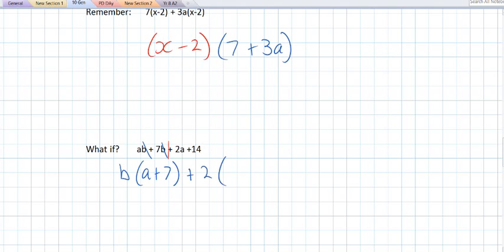And what will go inside our brackets? A plus 7. Good. Not 14, because when we have the 2, 2 times 7 is 14. So then won't it be bracket a plus 7 bracket, then another bracket? Yes, good.